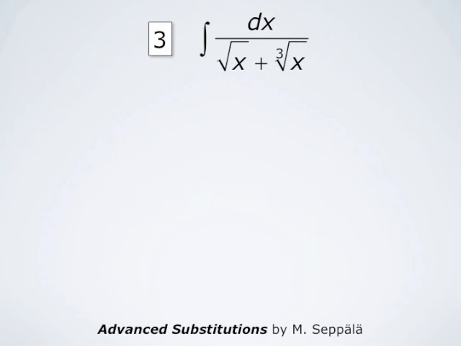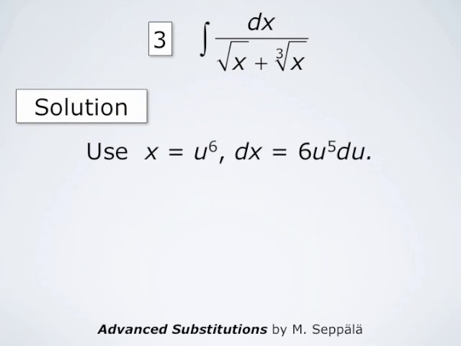In this example, we compute the integral of dx divided by square root of x plus cube root of x by the substitution x equals u to the power 6. Then dx is 6 times u to the power 5 du. The reason why this substitution works is that now square root of x is square root of u to the power 6, which is just u cubed, and cube root of x is cube root of u to the power 6, which is u squared.